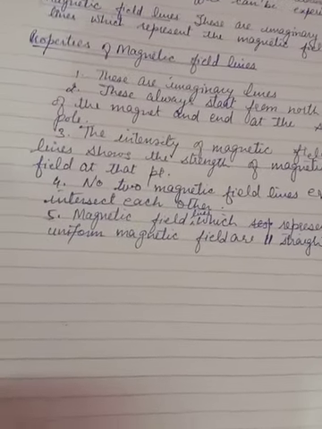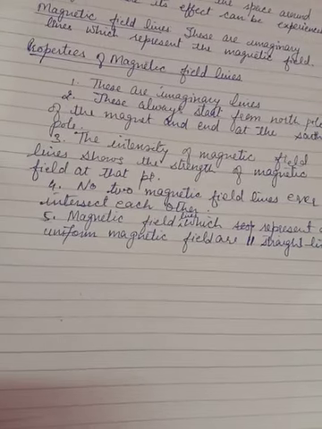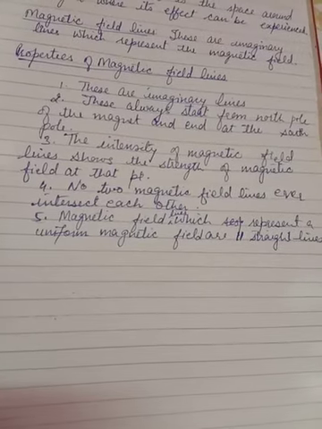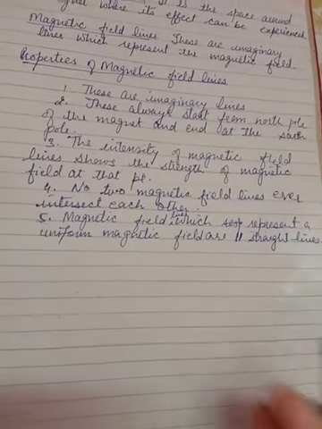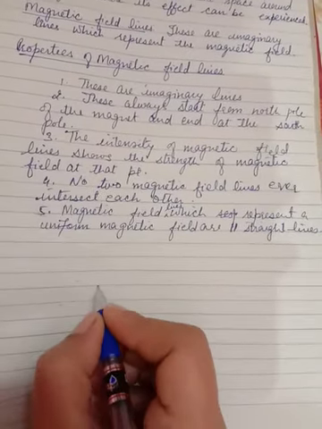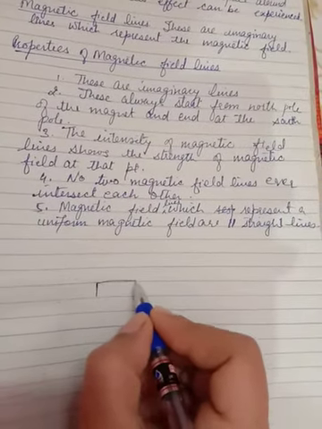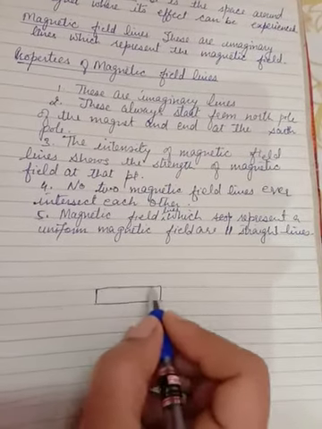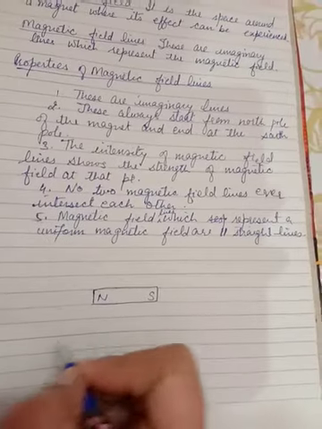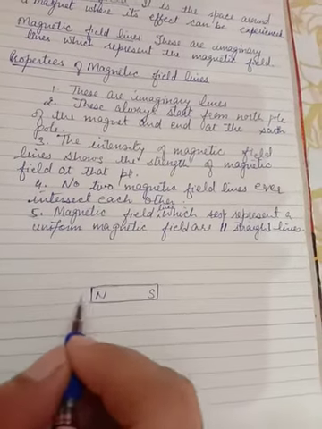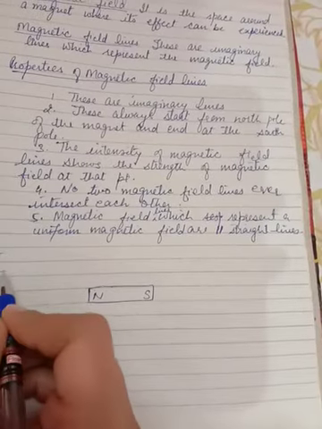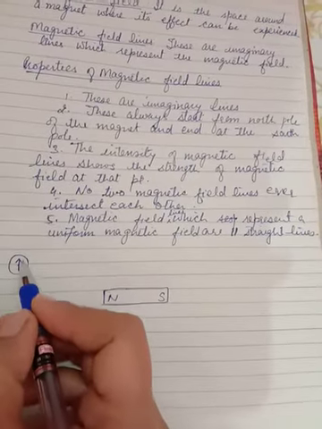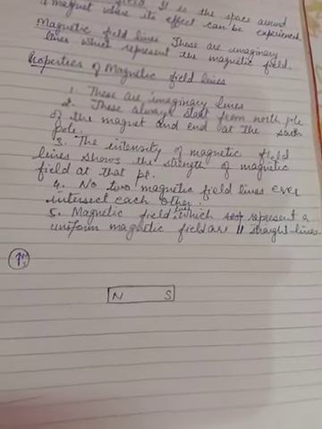Now the question arises, how do we draw these magnetic field lines around any magnetic field producing object? If we talk about a bar magnet, how do we draw the magnetic field lines, because these are imaginary lines? Suppose this is a bar magnet with north and south pole. So what we do is we take a magnetic compass. A magnetic compass is simply a compass containing a magnetic needle which always points towards the north and south direction.